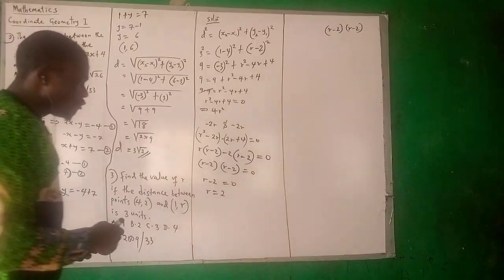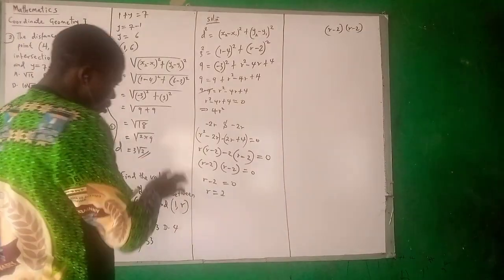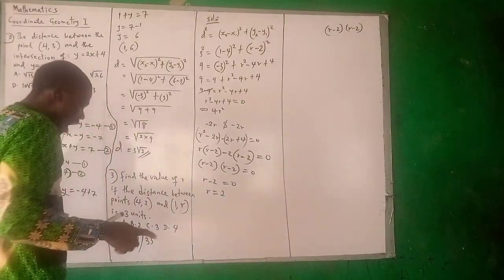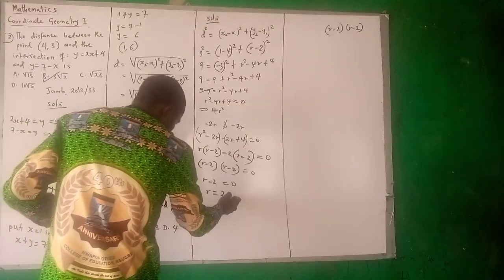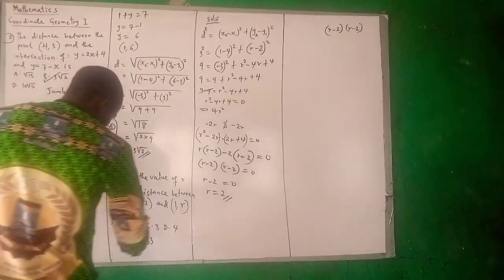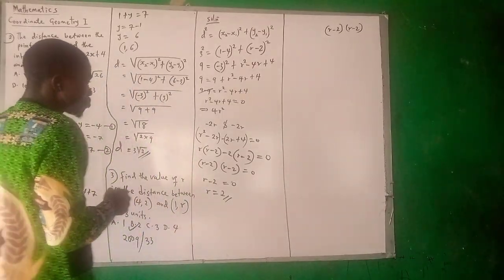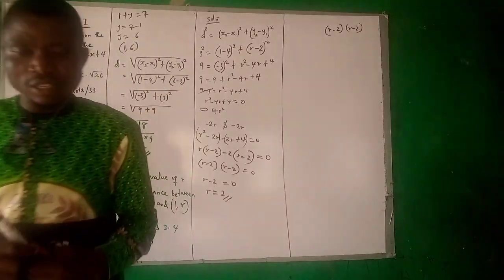So you will not have two values, because they are the same thing. So you end up having one value, and that is your answer, which is Option B. Alright, let's go to the next question, please.